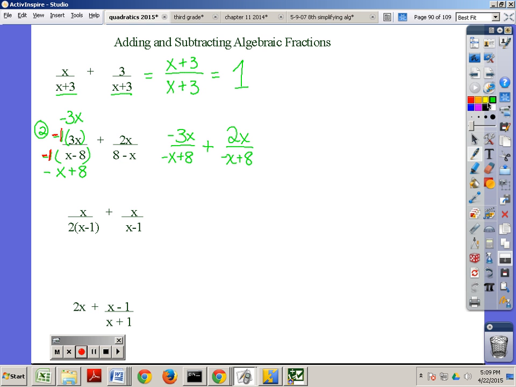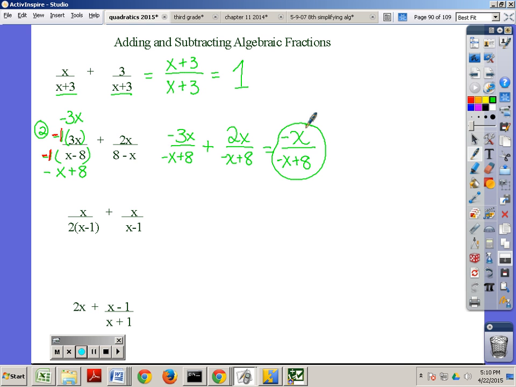So now let's just go back to adding this. Negative 3x plus 2x is just negative x on top. And on the bottom, it stays the same, negative x plus 8. Now ask yourself, can I reduce that at all? The answer would be no, because they share no common factors. I can't cancel those x's, so that is my answer, negative x over negative x plus 8.